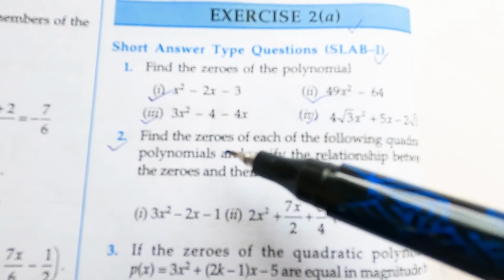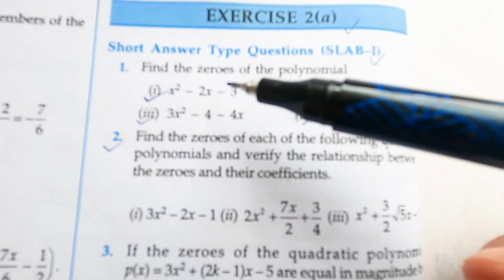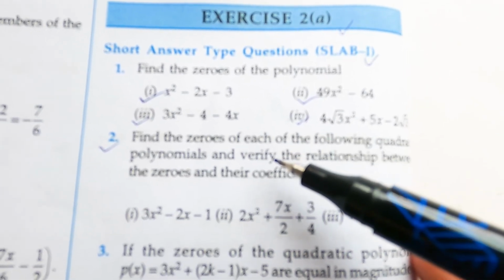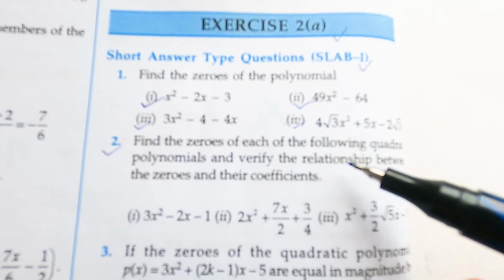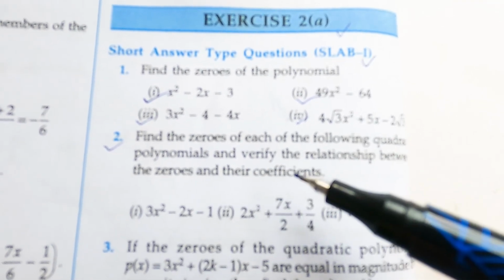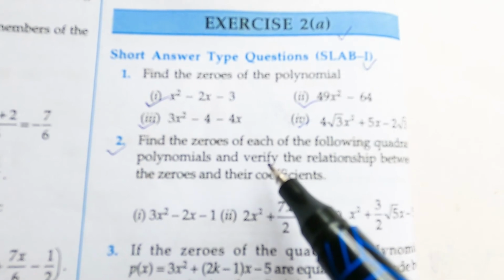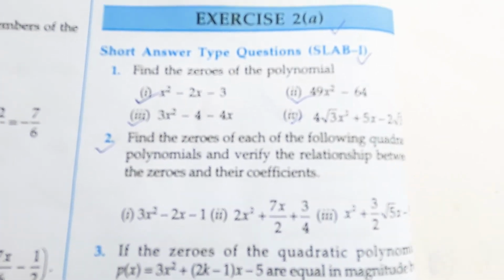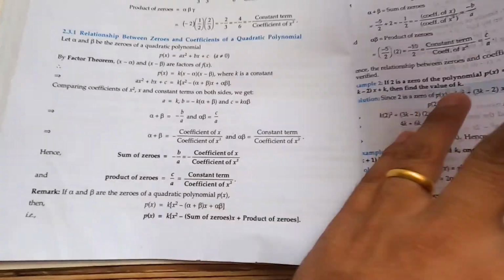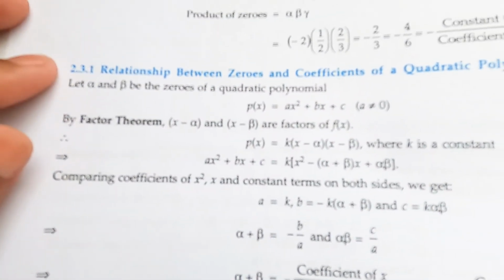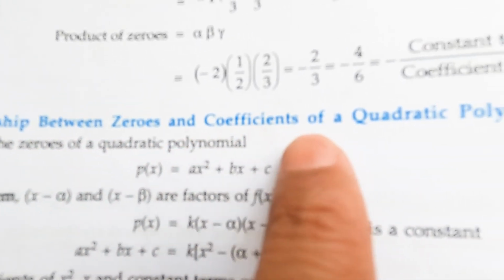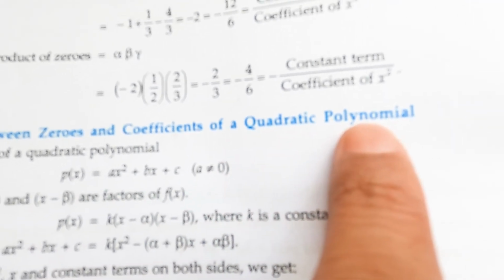The first step is the same as question number 1, but the extra thing that we need to do in this case is verify the relationship between the zeros and their coefficients. For part 2, to verify this relationship, we need to use this formula, which is given in your exercise books, page 36. The relationship between zeros and coefficients of a quadratic polynomial. So this will be the formula.